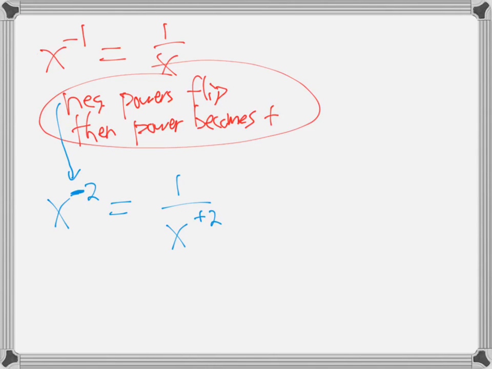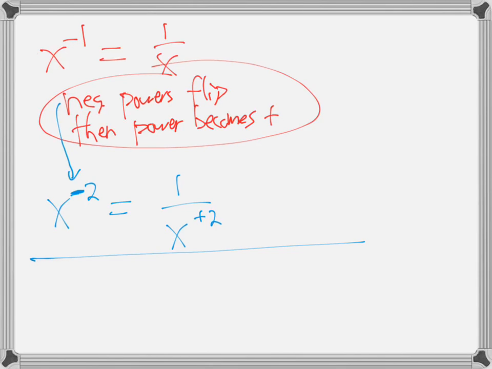I always make the analogy, it's like somebody that's unhappy at their job. They jump to a new job, it jumps to the other side, and then the power becomes positive. Then it's happy at its new job. So they're negative. They're unhappy. So negative powers are unhappy where they're at. They want to jump to the other side of the fraction, and then they become happy. Then they're positive after the jump.